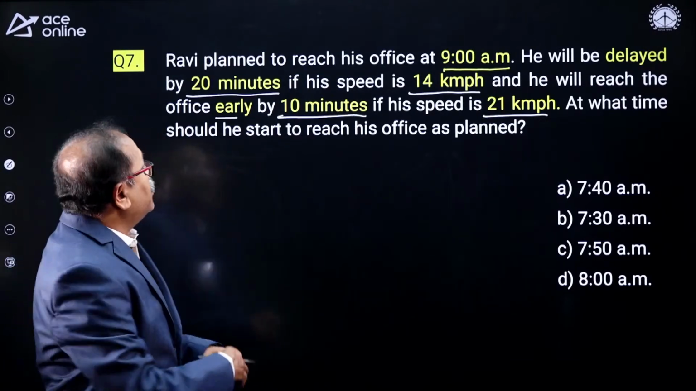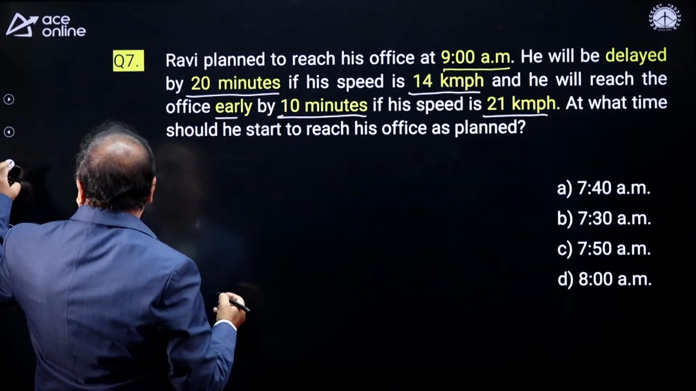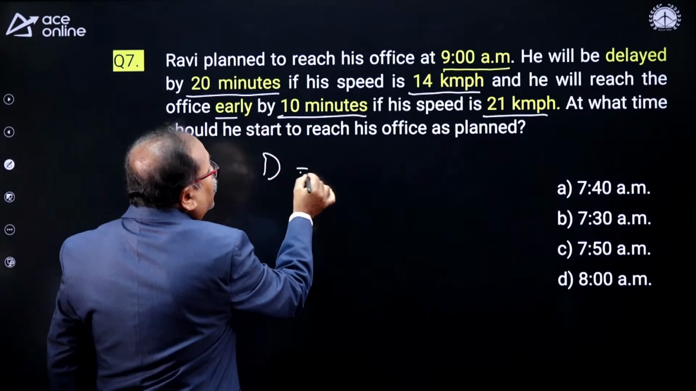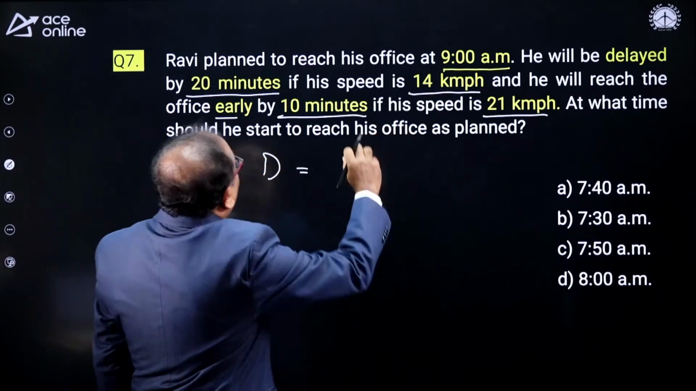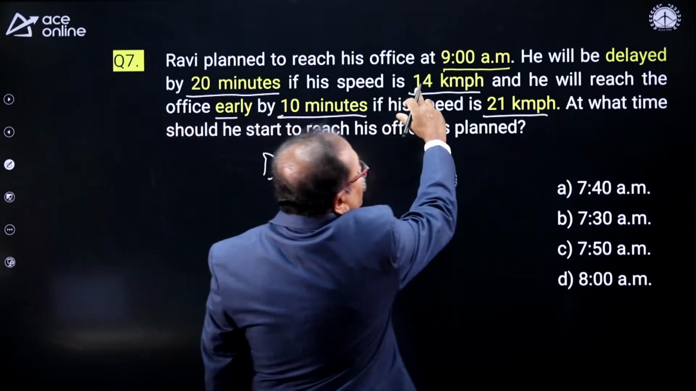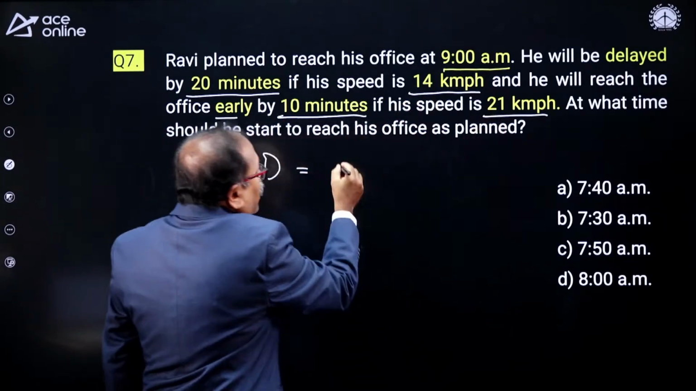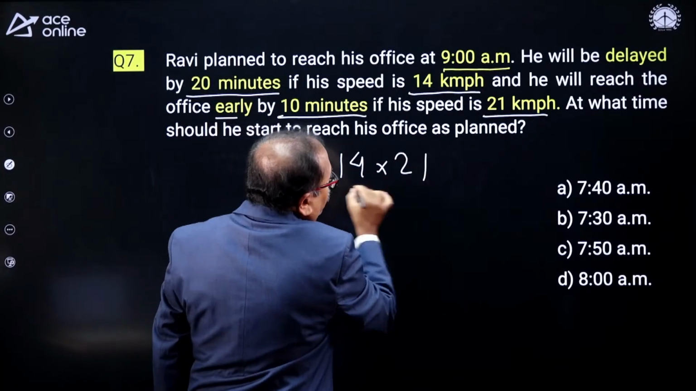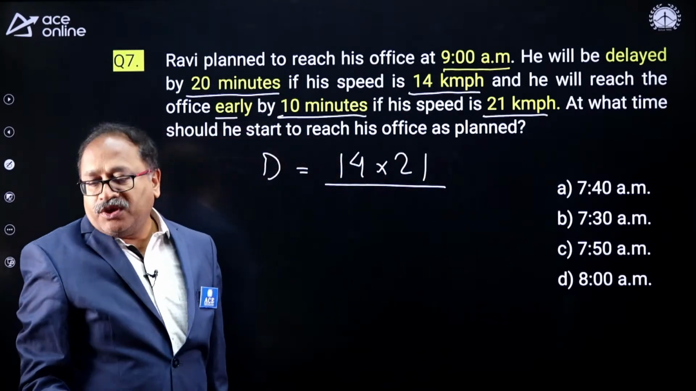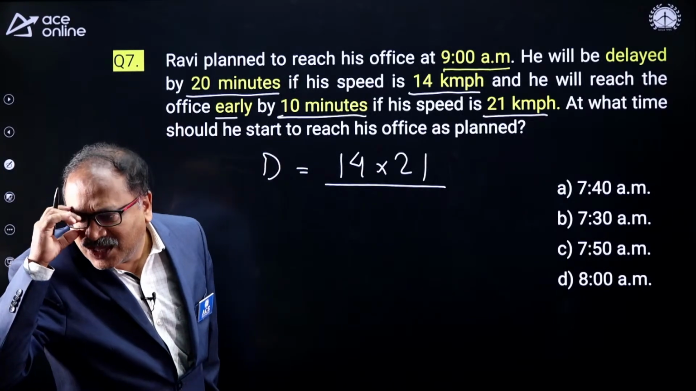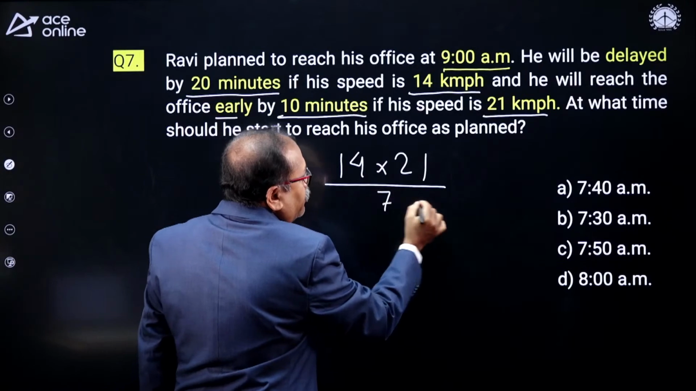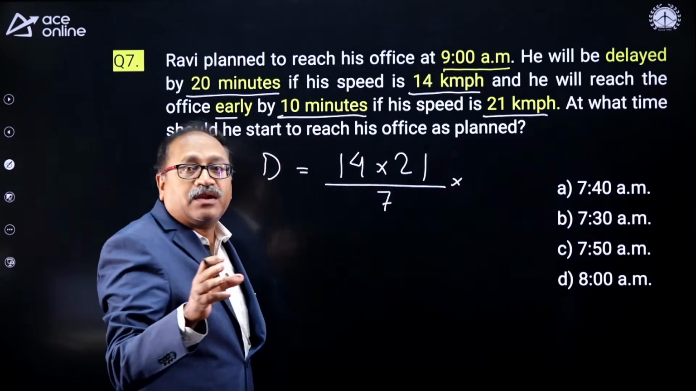Okay. So here I will apply the same formula. The distance is equal to S1 into S2, that is, 14 into 21 divided by 14 minus 21. Anyone answer the question? Jaya, answer the question. S1 minus S2, which is 7, into the difference of time.